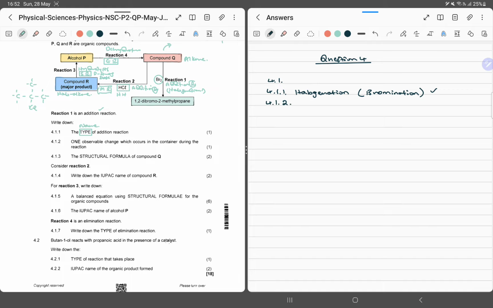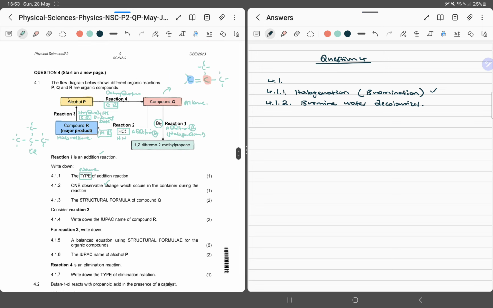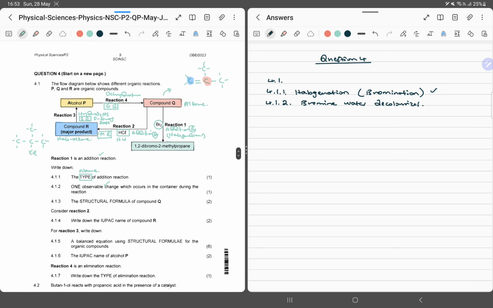4.1.2, it says one observable change that occurs in the container during the reaction. You can just say the bromine water decolorizes, or it loses its color, because we know a haloalkane is colorless. So all of that brown color will disappear and it becomes colorless. Now it says the structural formula of compound Q. We've already figured it out.